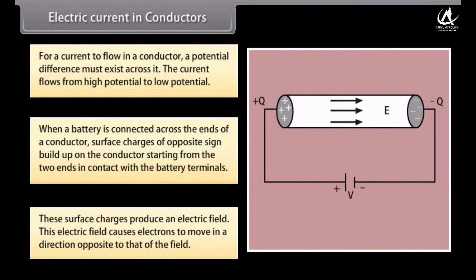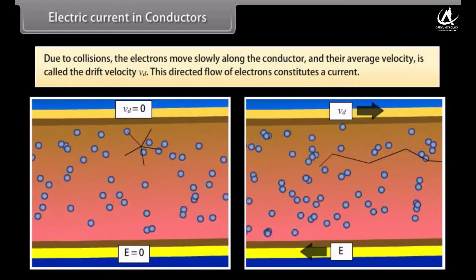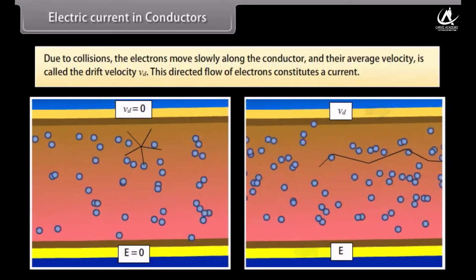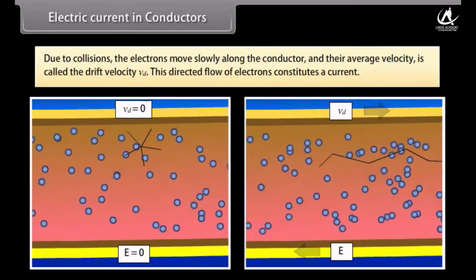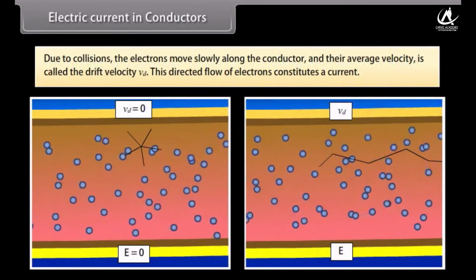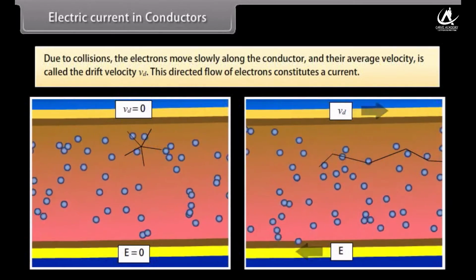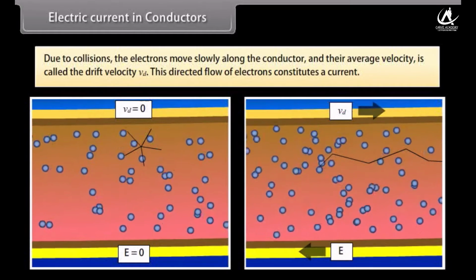This electric field causes electrons to move in a direction opposite to that of the field. Due to collisions, the electrons move slowly along the conductor and their average velocity is called the drift velocity Vd. This directed flow of electrons constitutes a current.